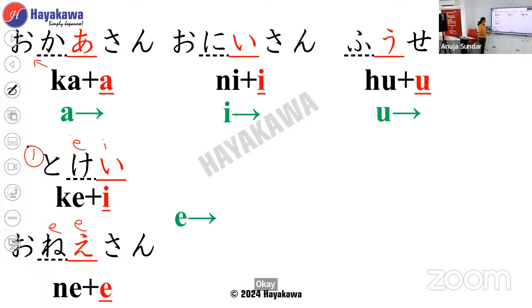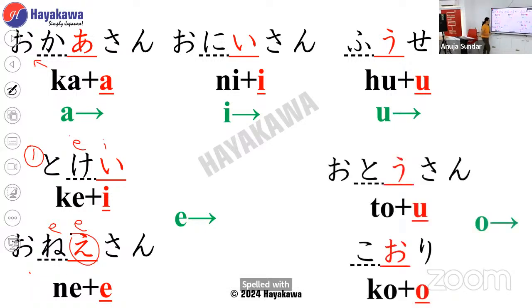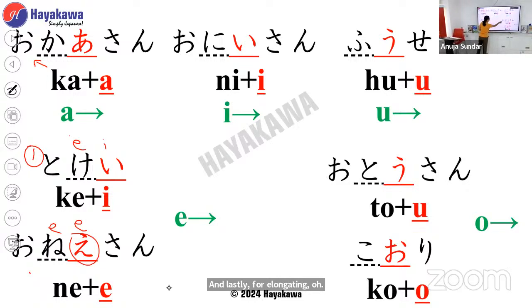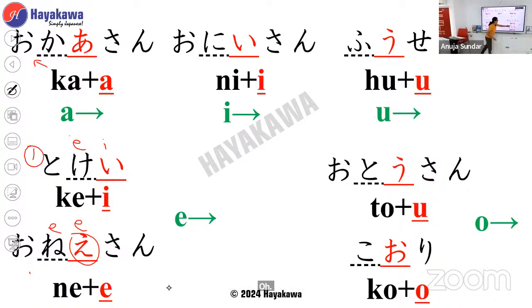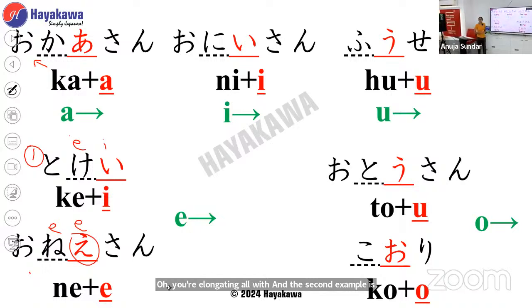Sometimes they use it for watch also. And the next word is? Oneesan. Oneesan means? Yes. Elder sister, right? It's always spelt with a, right? And lastly, for elongating o. Yes. Otousan. You're elongating o with u. And the second example is? Koori. Yes. Koori. What is koori? Ice. Yes, very good. Koori, ice.